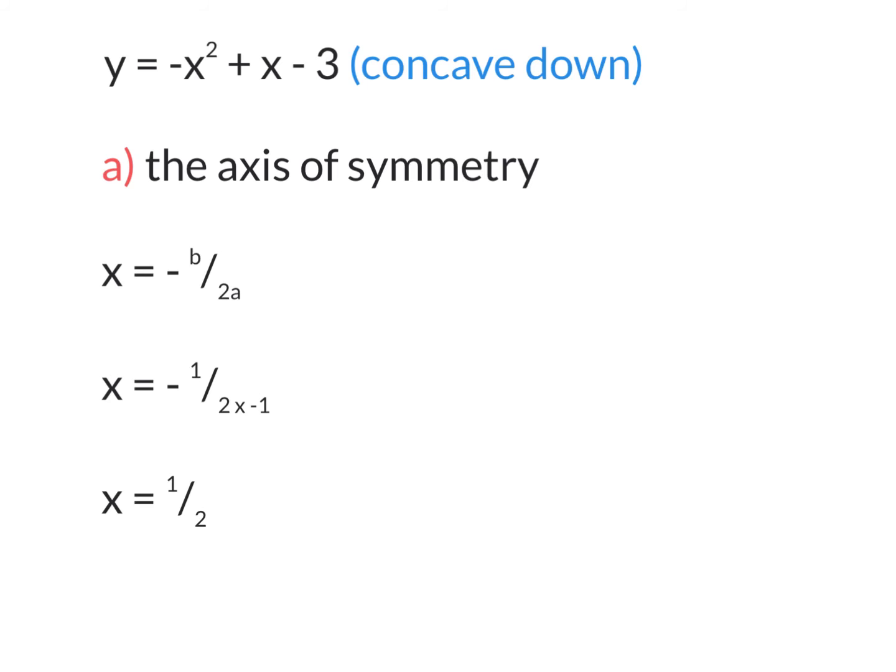So because it's a minus x squared, it's concave down. Axis of symmetry, again, the formula, minus b over 2a. In this case, the b is 1. That's the value in front of the x. And the a is minus 1. So we're going to get minus 1 over 2 times minus 1. If you put that on your calculator, you get a half. So x equals a half is the axis of symmetry for this.